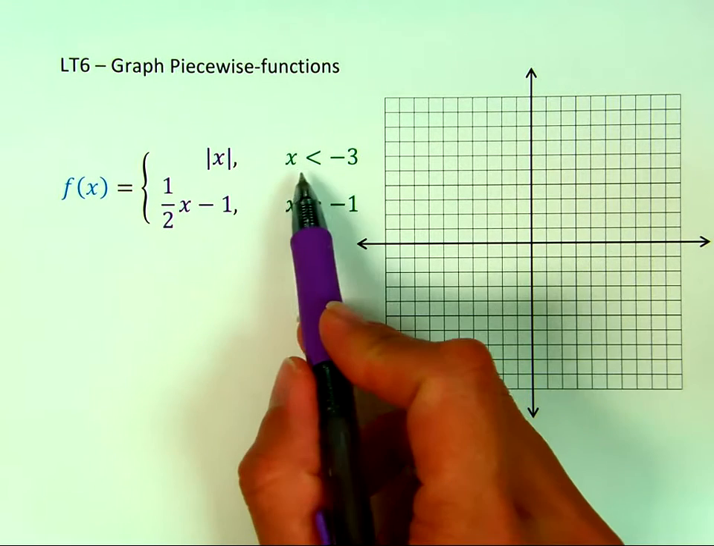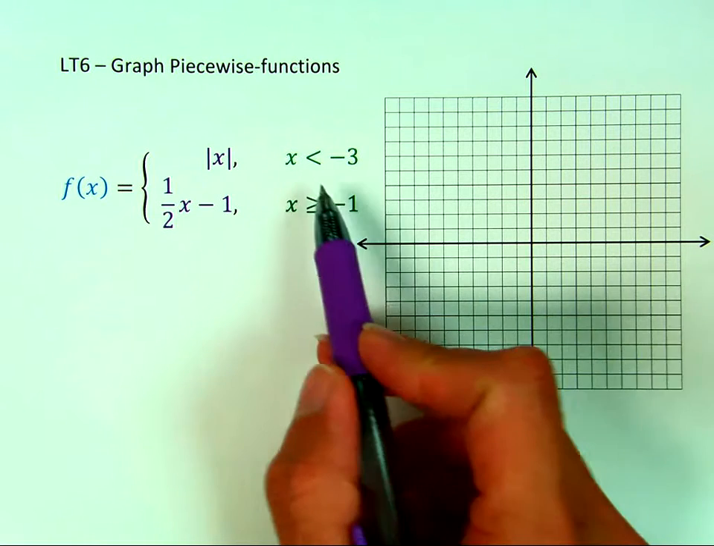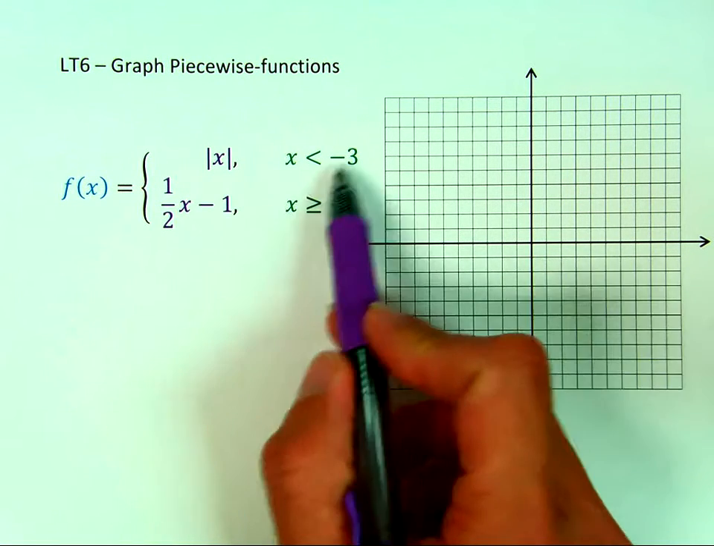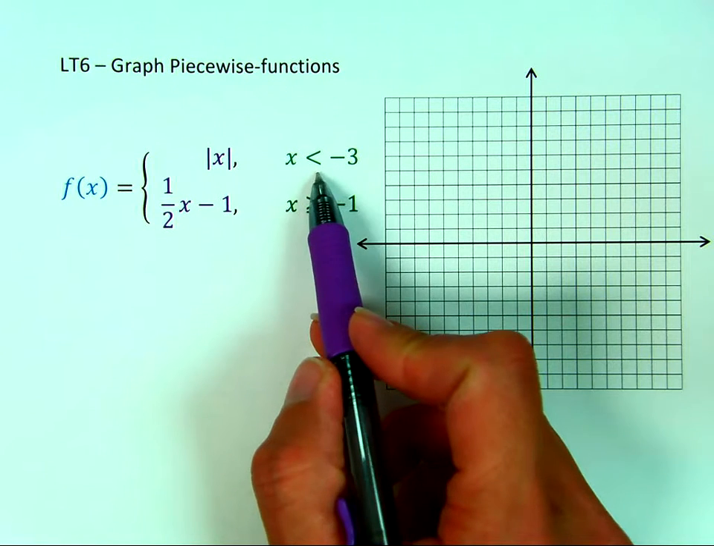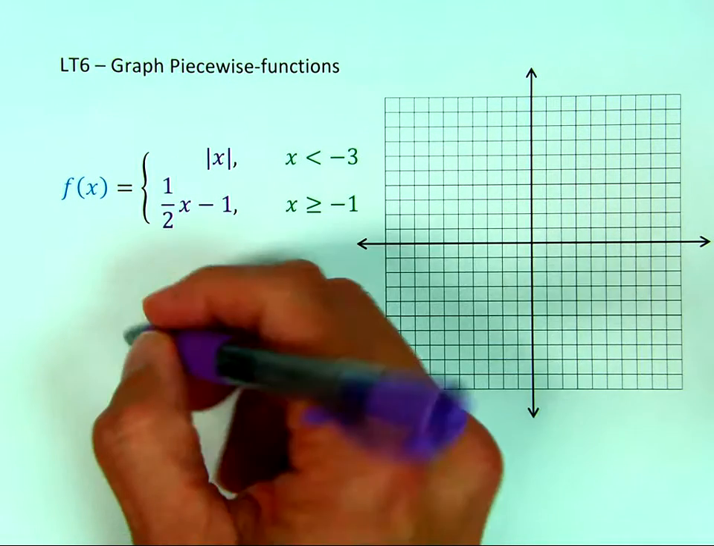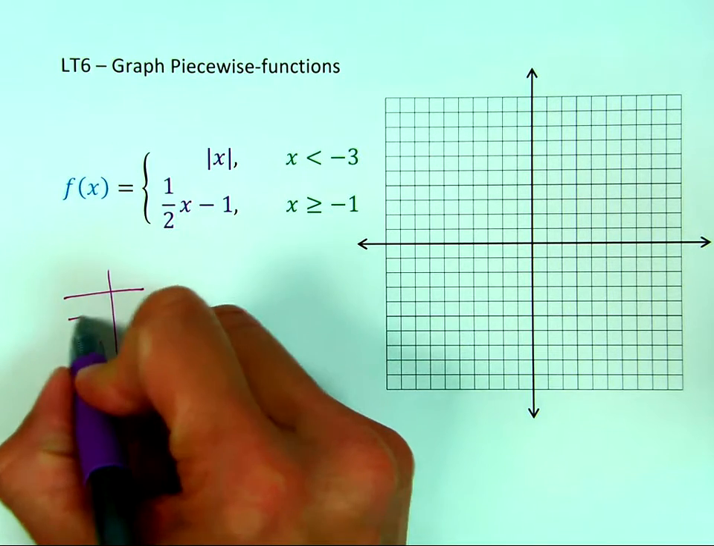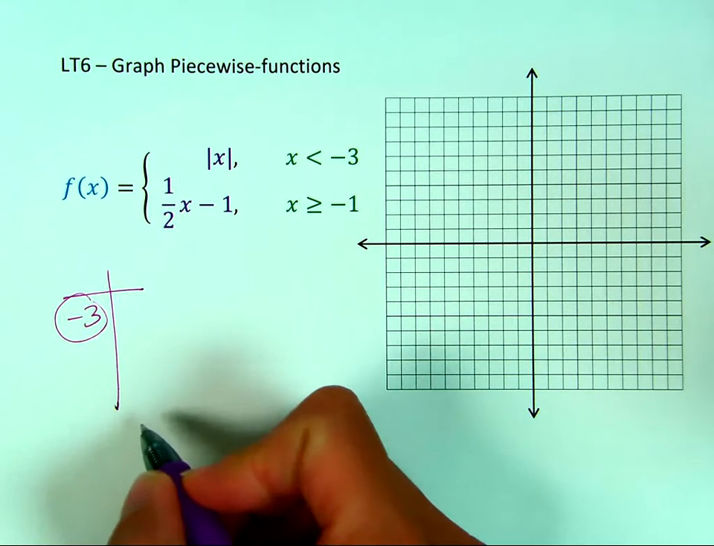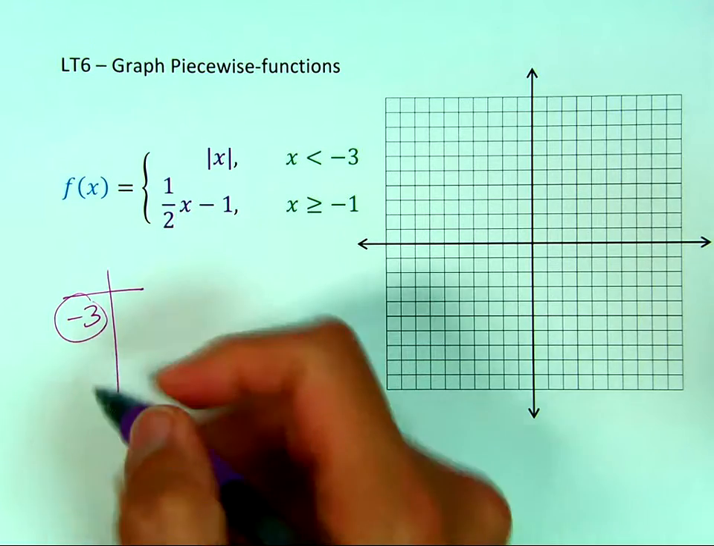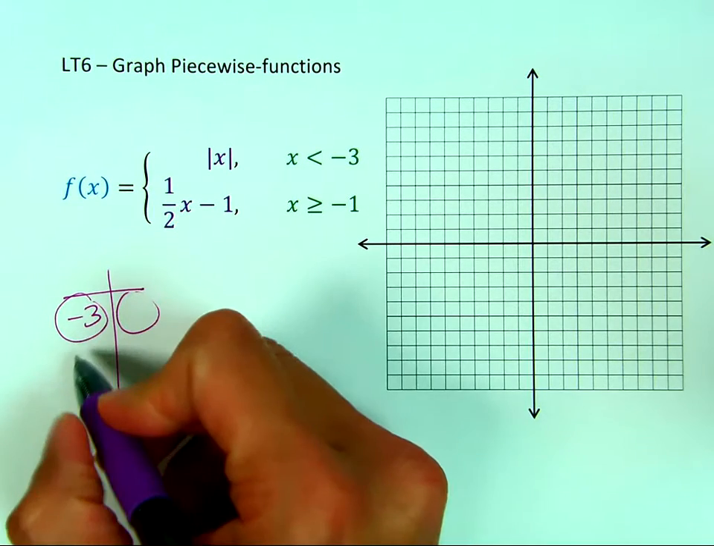So this one says to start at x at -3 and to graph the absolute value of x for all values that are less than -3. Notice it doesn't say equal to, so we just are going to start at -3 and go less than. So I always like to start at -3 and put a circle around it to hopefully remind myself that it's not a dot there, it's going to be an open circle. And then I continue to go less than.